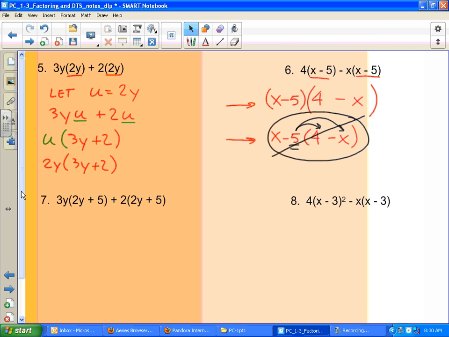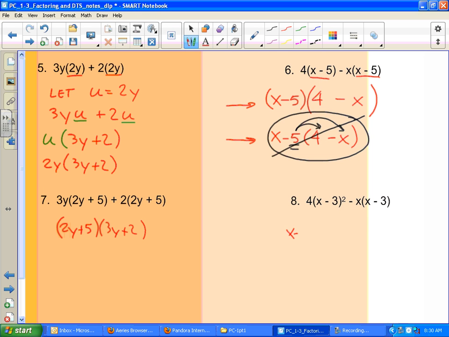All right, and then once again, with 7 and 8, I'll let you work that out, but my answers would be the following: 2y plus 5 and 3y plus 2. And on number 8, I have an x minus 3 common binomial. That means I have a 4 times an x minus 3. I'm going to put a bracket here instead of a parenthesis. And then minus an x.